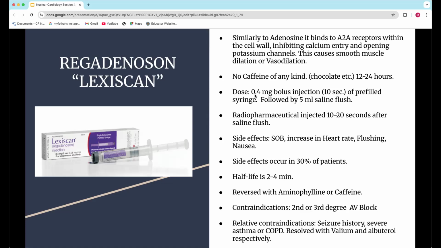So this one is nice because this is the only one that we don't have to do over a certain amount of time in typical minute times and use a pump and all these other things. It comes in a bolus injection. It's 0.4 milligrams. You do a 10 to 15 second flush into the patient. So it's really easy, followed by 5 ml of saline. So this one you get to just inject it for about 10 or 15 seconds, follow it with saline, and it's in and it's done. It's a done deal. So it's kind of nice that way. Radiopharmaceuticals should be injected about 10 to 20 seconds after saline flush.